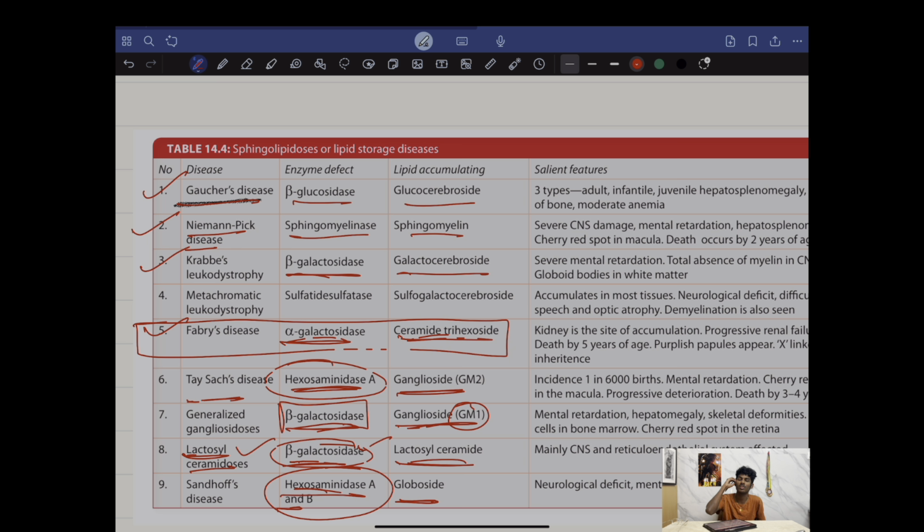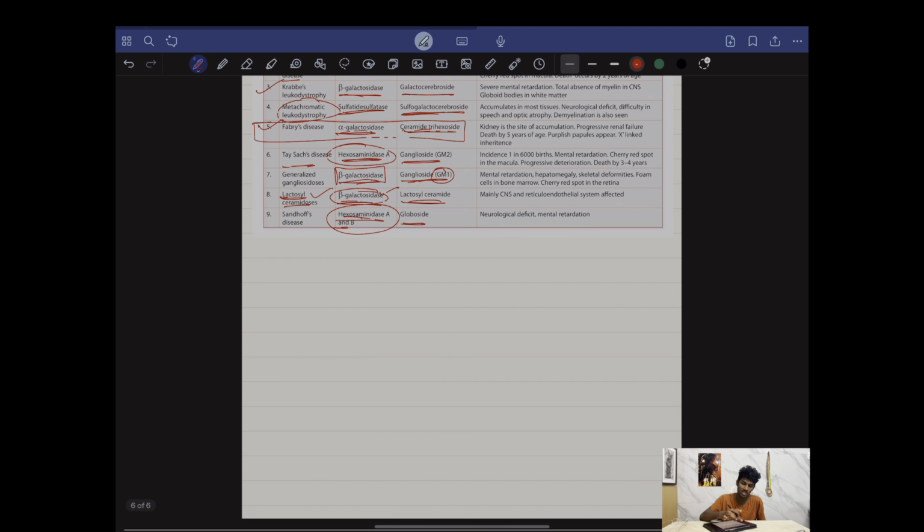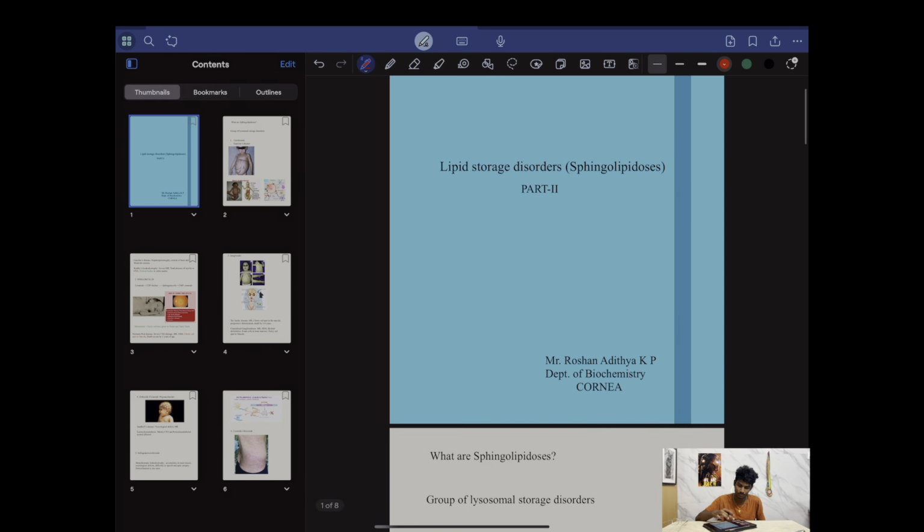I will not discuss everything, I'll just tell you some important points and whatever is going to be asked, and one question I'll show you. And metachromatic leukodystrophy: the enzyme defect is sulfatide sulfatase, and the lipid accumulating will be sulfogalactocerebroside. So that is what we are discussing here. Okay, in tomorrow's class I'll show you what I'm going to discuss.